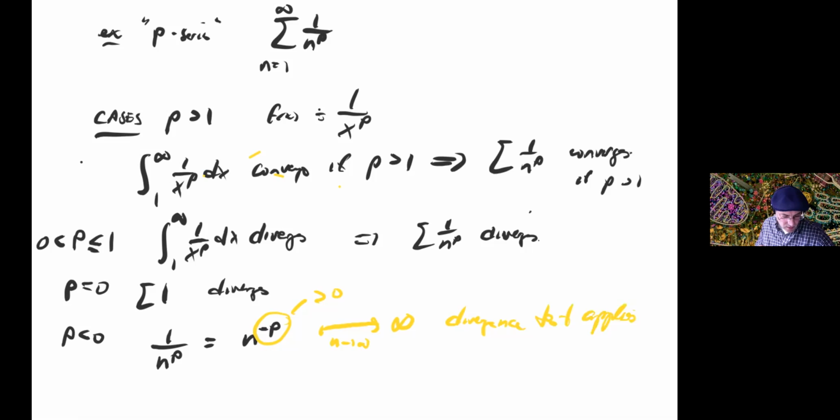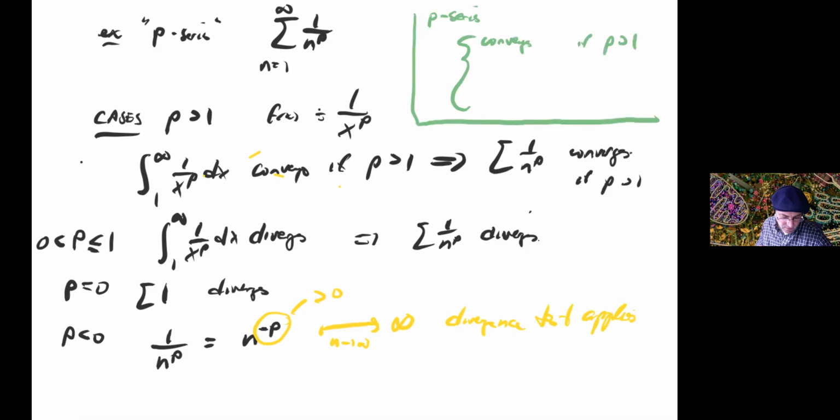So let me summarize the solution that we got. The p series converges if p is bigger than 1 and diverges otherwise. And this is something to remember going forward, because this is used over and over and over again.